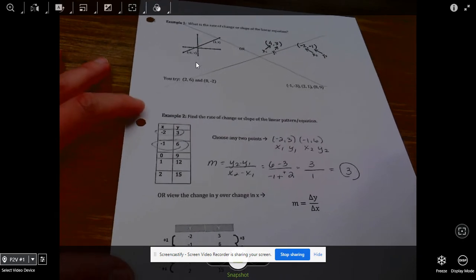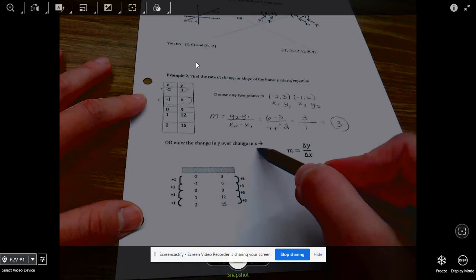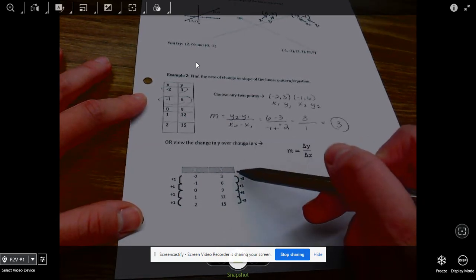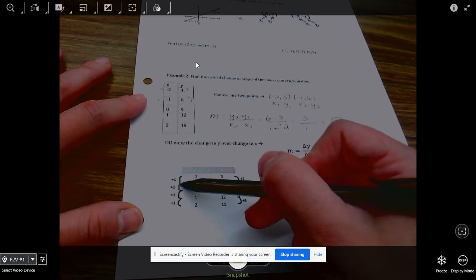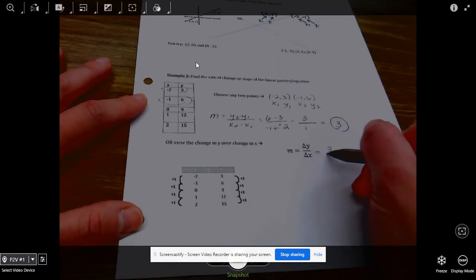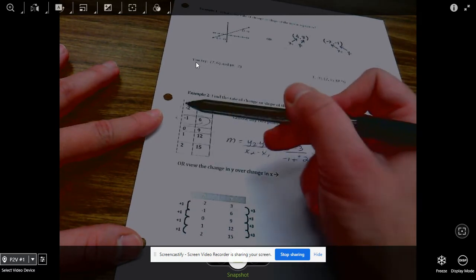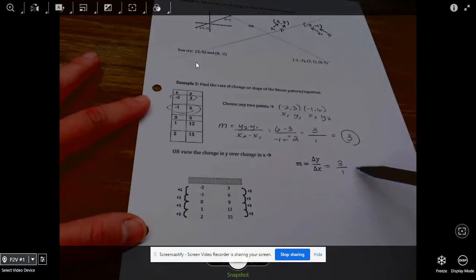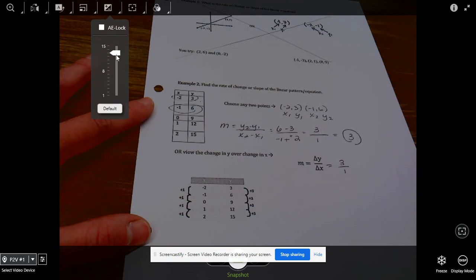Notice it says, or view the change in y over change in x. The slope is just what happens to all your y's, what happens to all your x's. If you look here, your slope was 3 up and 1 to the right. 3 up, 1 to the right. So you could have done it that way as well. You could have gone, oh, we're going up 3, we're going up 3, we're going up 3, we're going up 3. We're going up 1, we're going up 1, we're going up 1, we're going up 1. Change in y over change in x is just simply 3. Does that make sense? Okay.